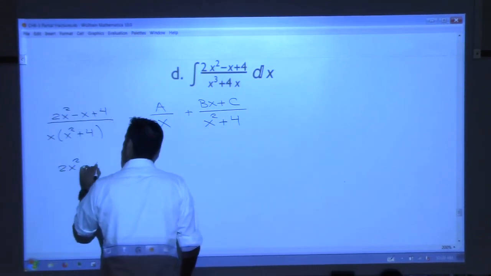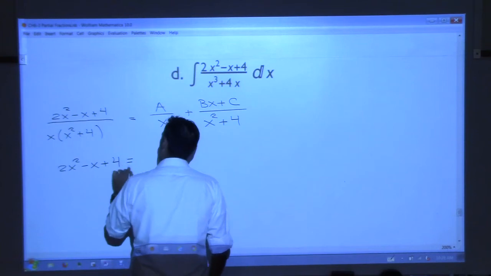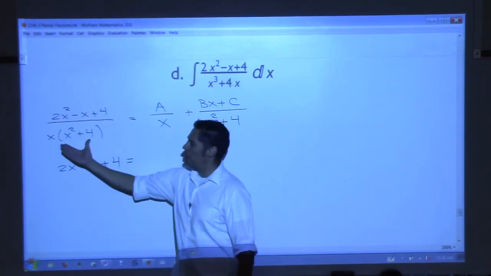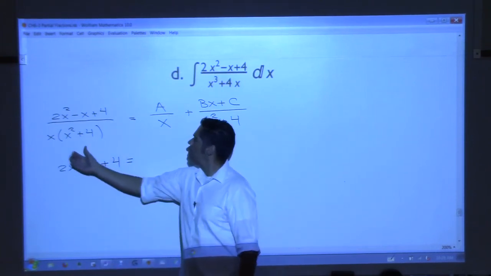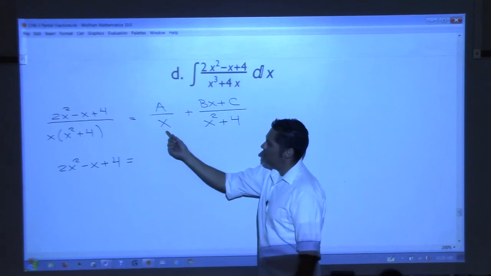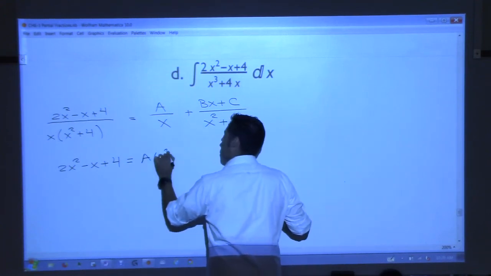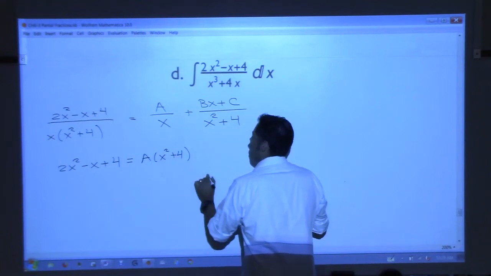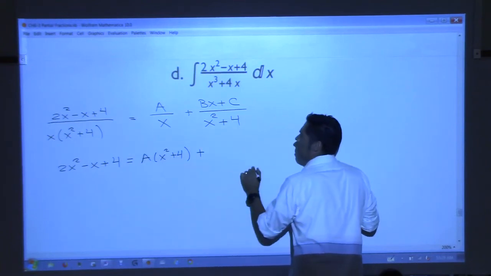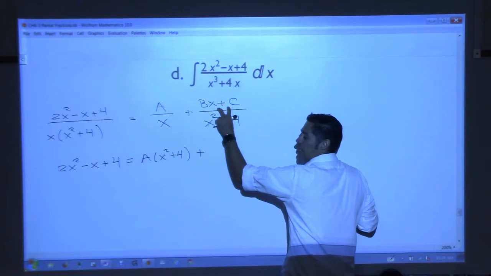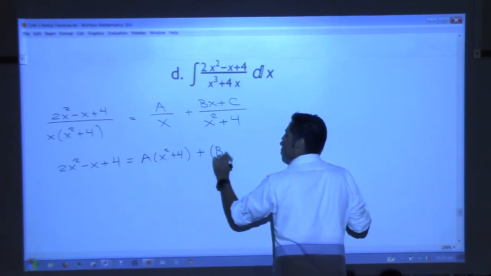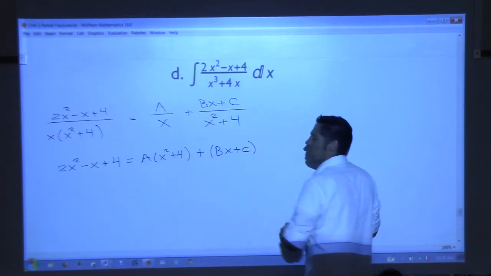2x squared minus x plus 4 equals. Now, you're multiplying both sides by this right here. So when you multiply that by that denominator, just the x cancels. A times x squared plus 4. And then over here, plus, now be real careful here because the numerator over here is bx plus c, right? That doesn't go away, so put it in parentheses.